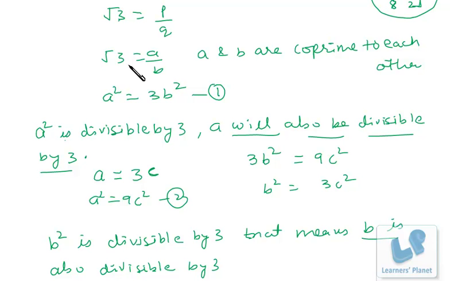That means whatever we assumed, that root 3 is a rational number, is incorrect, right? So root 3 is not a rational number, but it is an irrational number, that we have proved. Again, this is a very important problem from the NCERT textbook, so do revise it once again, right?